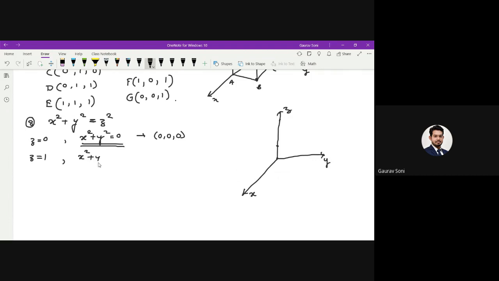X square plus Y square is equal to 1. What is this? A circle of radius 1. So when you go one unit upward from the XY plane, originally there was just one point, but on Z is equal to 1, what you get is a circle. At Z is equal to 2, you get a circle of radius 2. If you go again some units up, again a circle. So what do you expect this to be? A cone, exactly.